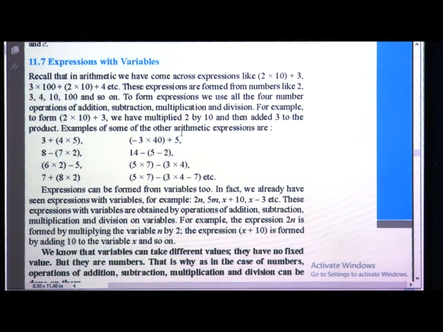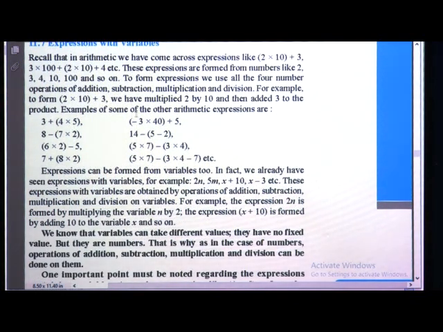Examples of some other arithmetic expressions are 3 plus 4 into 5, minus 3 into 40 plus 5, 8 minus 7 into 2, 14 minus 5 minus 2, 6 into 2 minus 5, 5 into 7 minus 3 into 4, 7 plus 8 into 2, 5 into 7 minus 3 into 4 minus 7. So, these are some expressions formed where we have used different types of operations like addition, subtraction, multiplication.